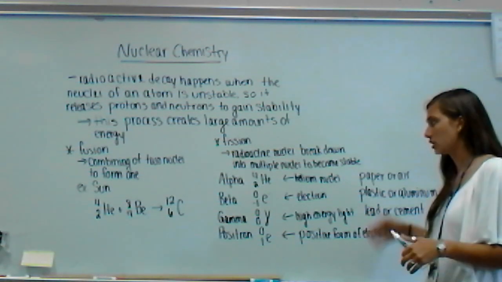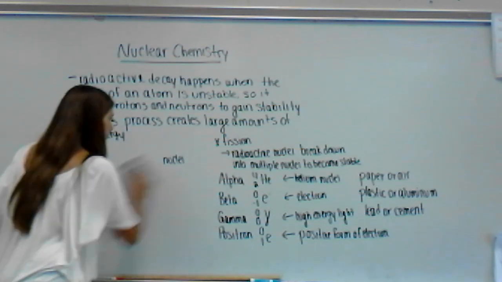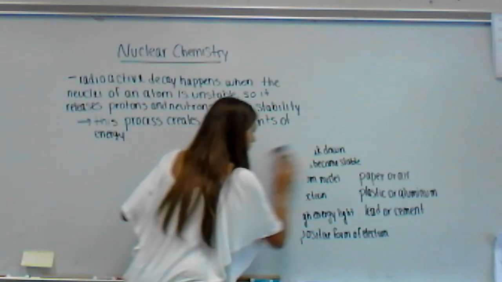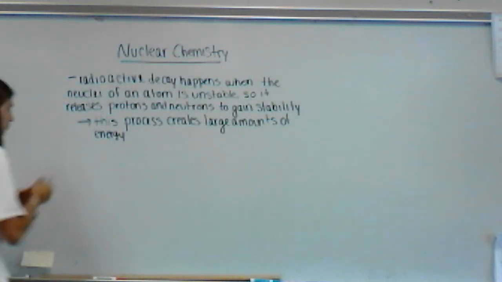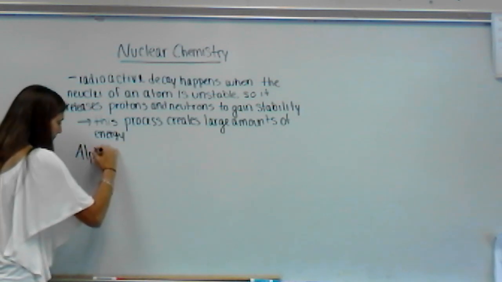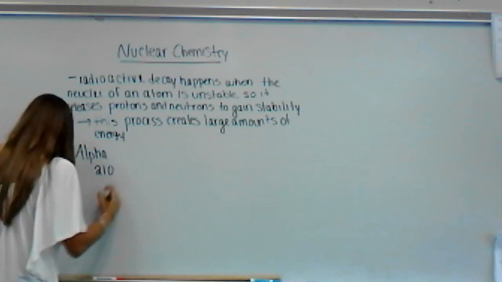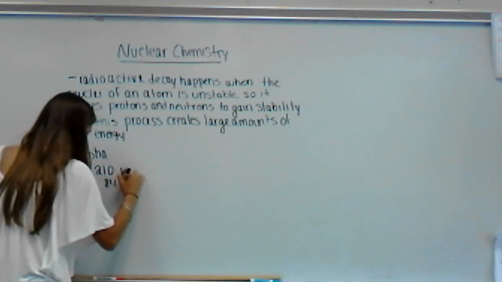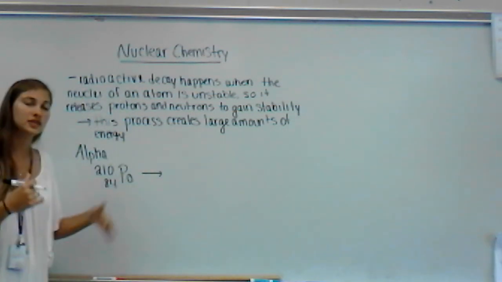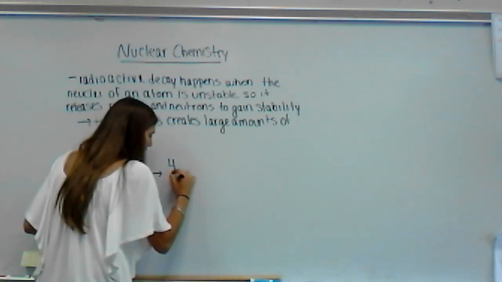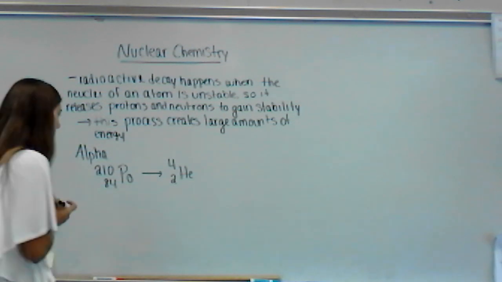Now let me show you how to do some equations with these. Let's start off with our alpha decay. So a problem that you can get is saying that you're starting off with 210 84 polonium, and it's telling you that it's alpha decay. So you have to know that alpha decay means that you are emitting a helium nuclei, and then we have to figure out what the other nuclei is going to be.